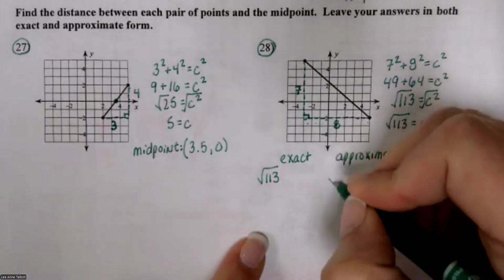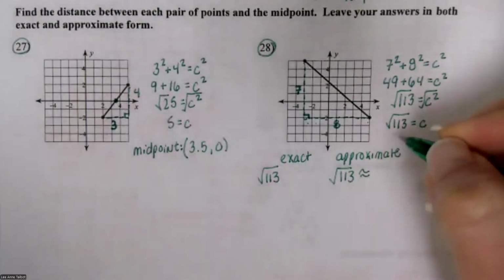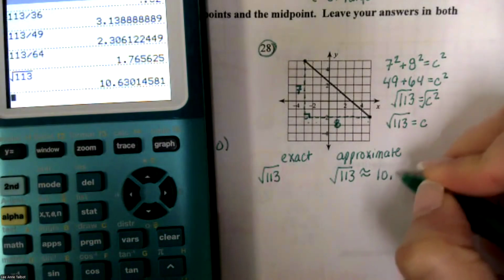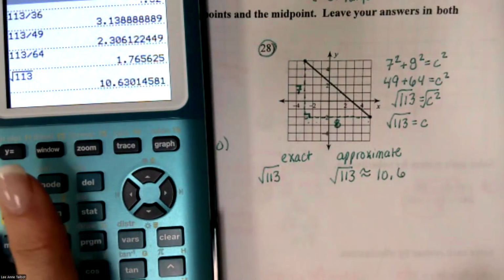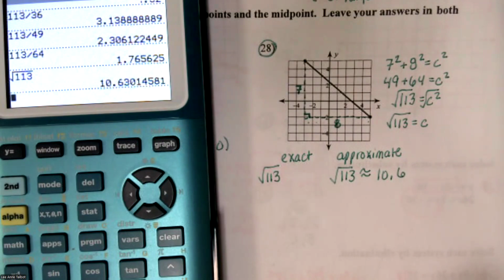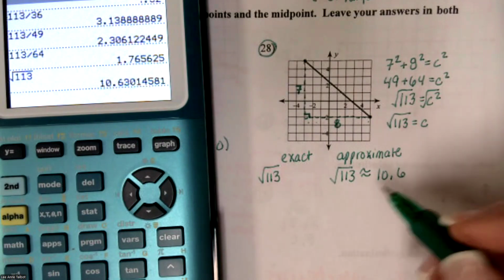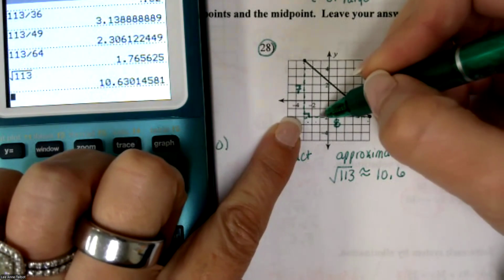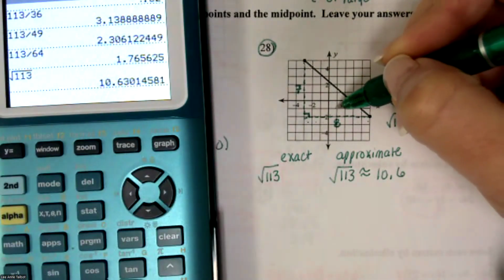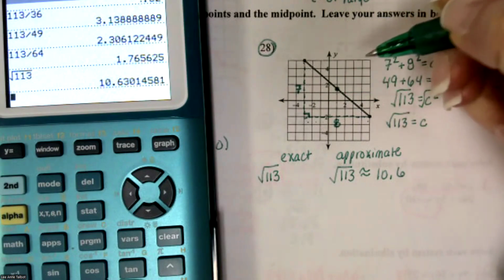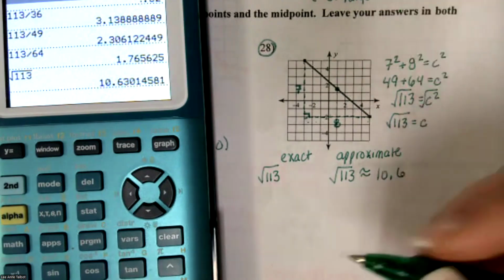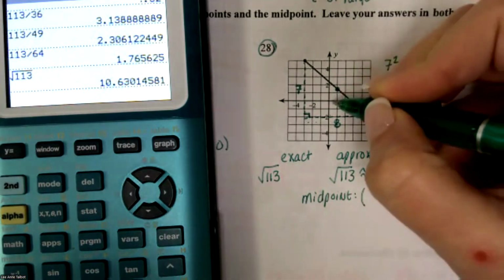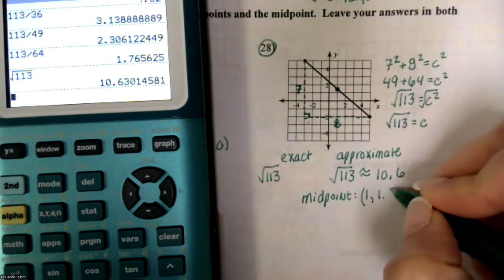That's it. Approximate, 7.6, you say? Oh, 10.6. All right. Now midpoint. Just going to go to the right angle. The base is 8, so I'm going to go over 4 and up 3.5. So there's my midpoint right there. And that coordinate is 1, comma 1.5.